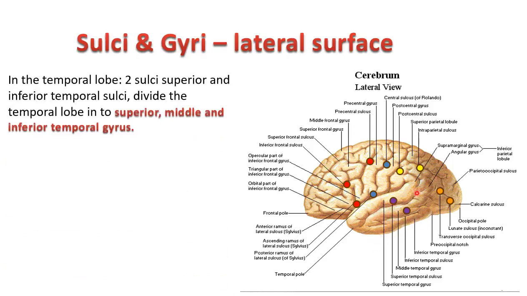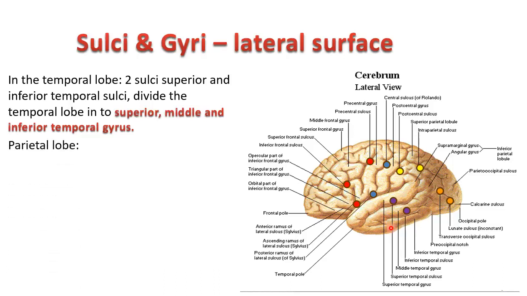Okay, so next coming to the temporal lobe, two sulci you are able to see, superior and inferior temporal sulcus, and they divide the temporal lobe into superior, middle and inferior temporal gyrus. So you are able to see the inferior temporal sulcus here, and the superior temporal sulcus. They divide the temporal lobe into superior, middle and inferior temporal gyrus.